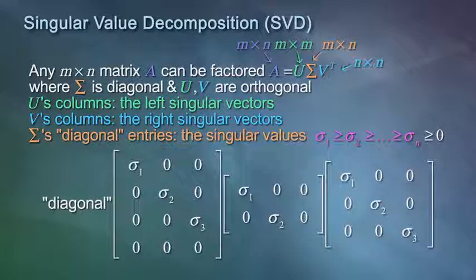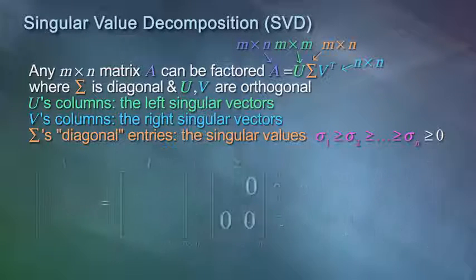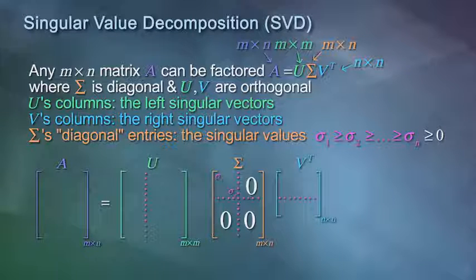Remember, sigma has the same dimension as the original matrix A, and so it's not necessarily square. When we say it's a diagonal matrix, we mean the only non-zero entries occur where the row and column numbers are the same. So a diagonal matrix could look like any of these matrices. The SVD also has some other properties that are quite cool.